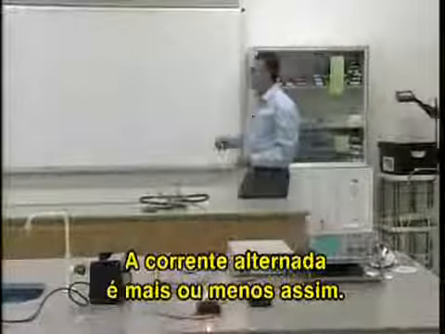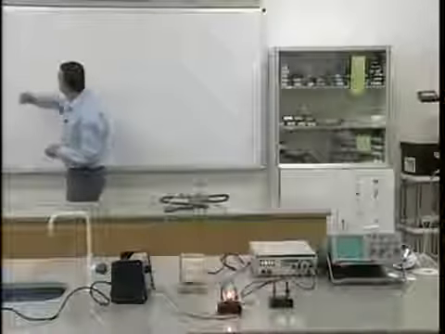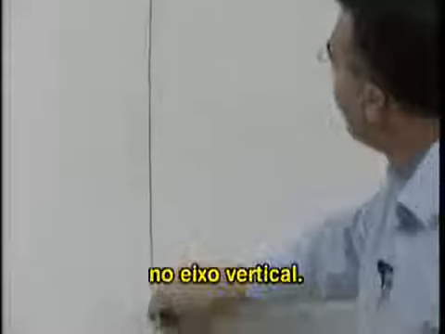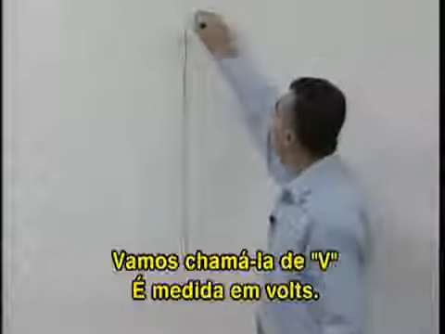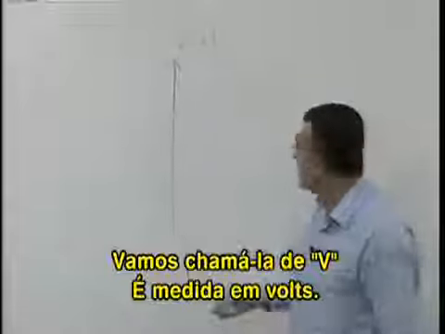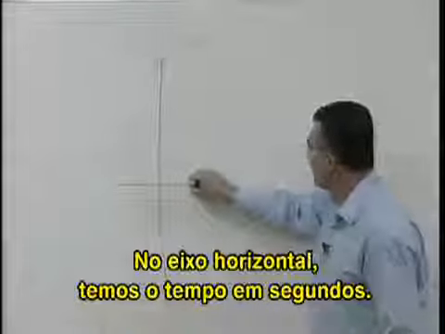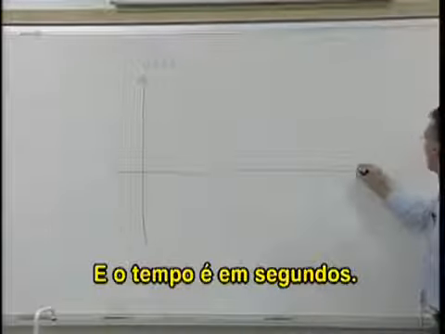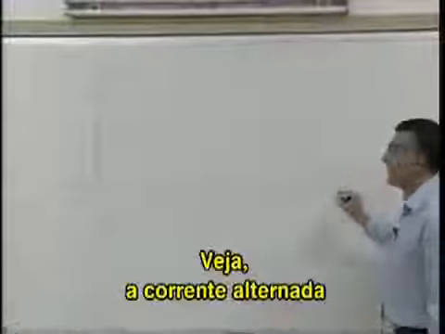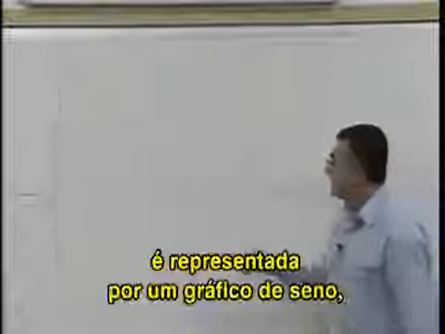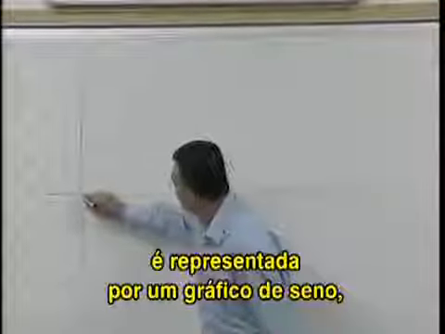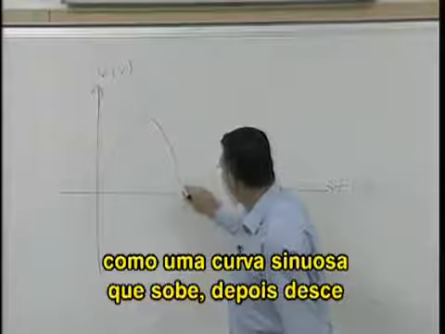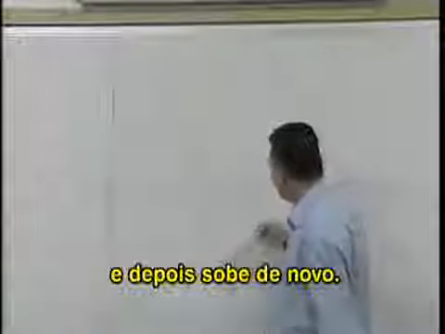An AC voltage is something like this. The AC voltage is on the vertical axis. Let's call it V, and it's measured in volts. On the horizontal axis, we have the time, and let's say the time in seconds. Now, an AC voltage is a sine signal, like this. It goes up, and then down, and then it goes up again.